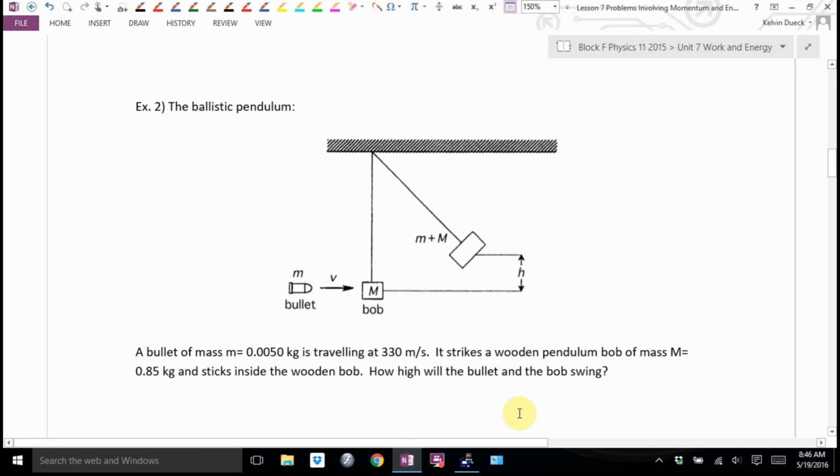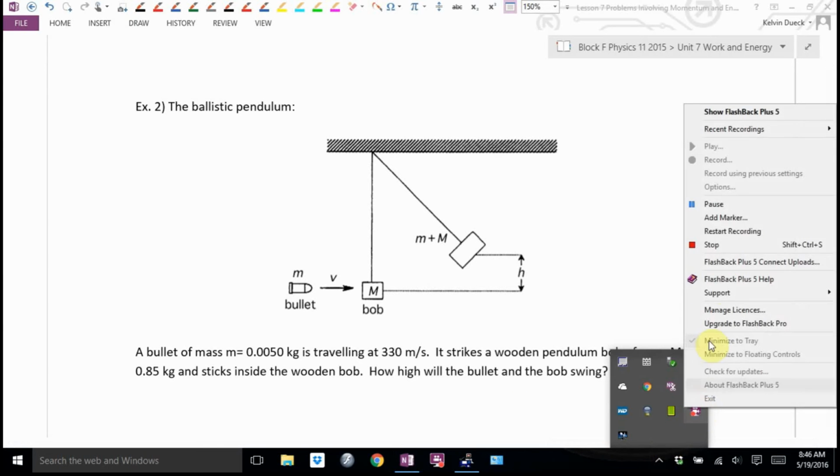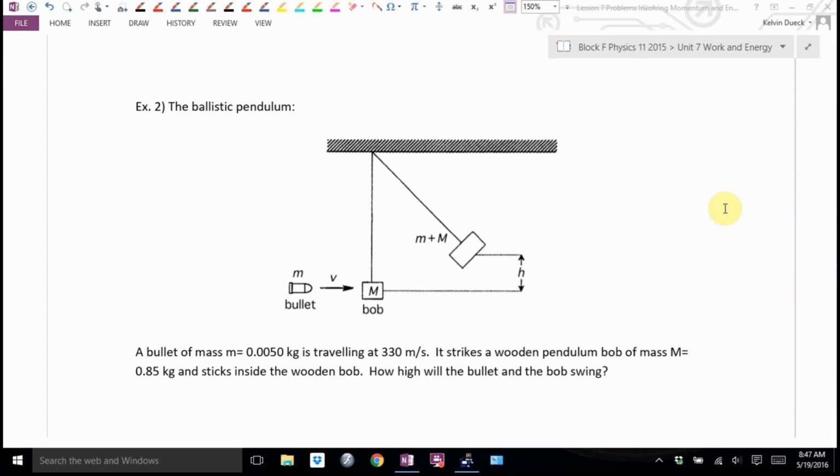Like example 2. You hang a mass from a string. We call a mass hanging from a string a pendulum. That's where the word pendulum comes from. You fire a bullet into that pendulum. Ballistic pendulum. So ballistic pendulum: bullet, pendulum. What we're going to do is have it hit, and I think it sticks together.